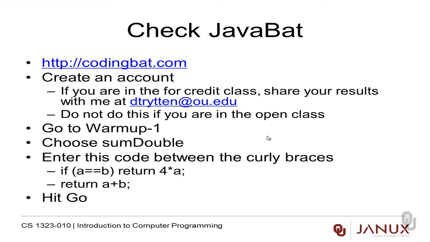So it's not helpful. To check the installation, we'll go to Warm Up 1, choose Sum Double, and enter exactly this code between the curly braces. If a equals b, return 4 times a, semicolon, and return a plus b. Hit Go. If you get a green check, that means it's installed correctly.